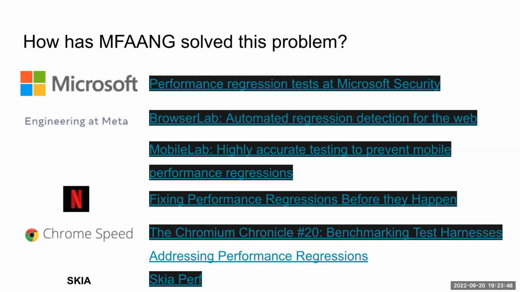And I was like, how does MFANG solve this problem? They surely have run into this. And so Microsoft wrote a great blog post about how they catch performance regressions. Facebook, I guess Meta now, if we all will call it that, has two great write-ups actually about doing this for both the web and mobile.